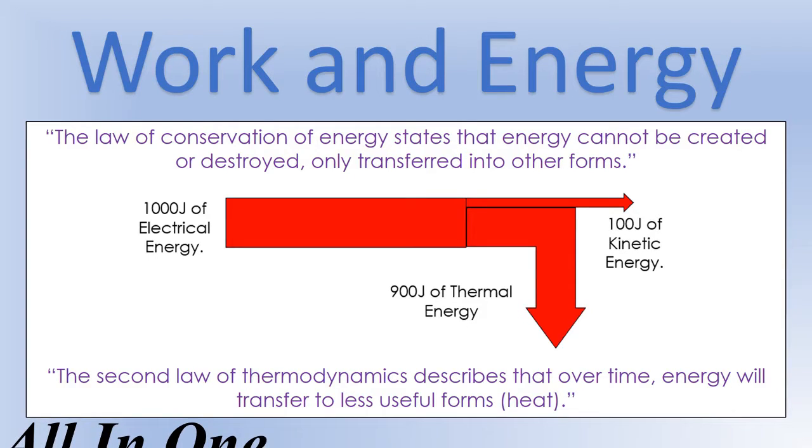The second rule, the second law of thermodynamics, in fact, describes that over time, energy will transfer to less useful forms. Any time you transfer energy from one form to another, you're going to produce less useful forms, and that's often in the form of thermal energy. Okay, so those are our two laws of energy.